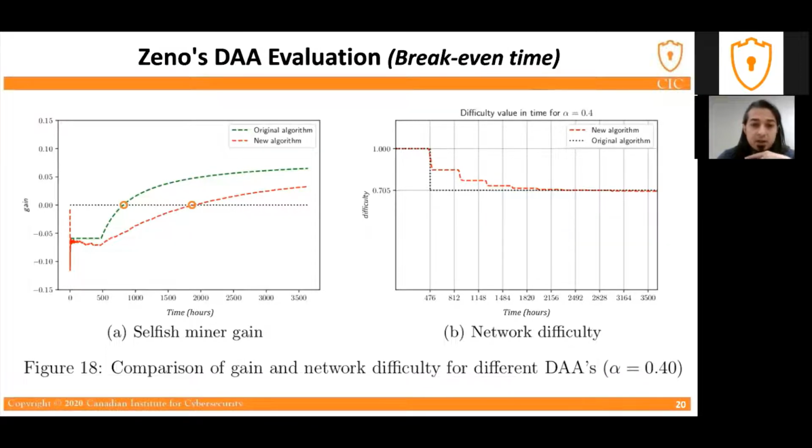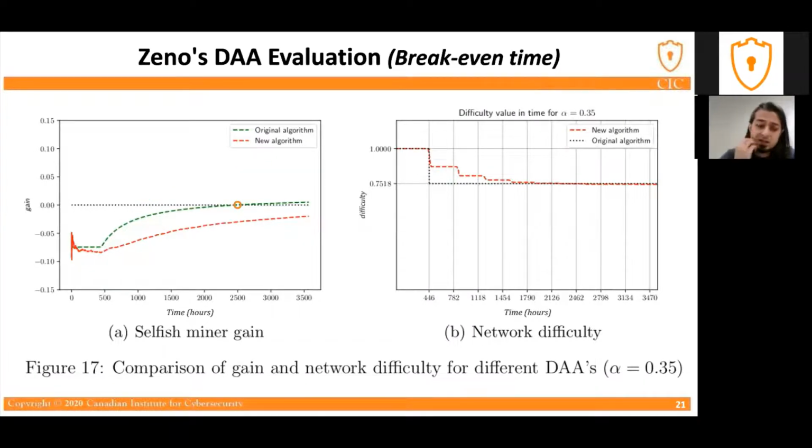But in our new algorithm, we extend this waiting period for the selfish miners because we want to discourage them from performing this attack. As you can see, we extended this time to somewhere around 2,000 hours, which is way more than the 700 hours that was before in the original algorithm. So our goal was to extend this period, so we discourage the selfish miners from trying selfish mining.